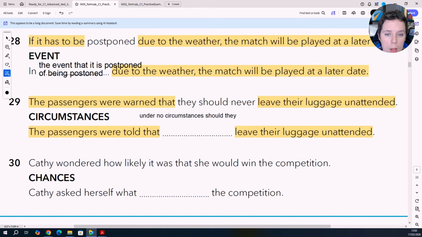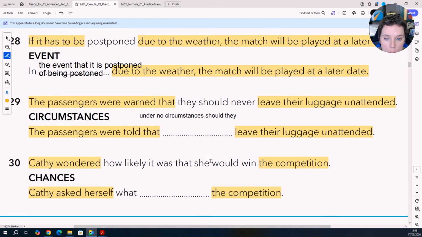So Kathy wondered how likely it was that she would win the competition. And we've got Kathy asked herself what? You've got the word chances there, the competition. Okay, so again, we're going to highlight. So we've got the competition. Kathy asked herself. Kathy wondered. Okay, and here we've got what, but there we've got how. And we've got chances. So what is chances going to replace from this sentence? How about look? What is chances going to replace there? So chances is basically going to replace kind of how likely it was.